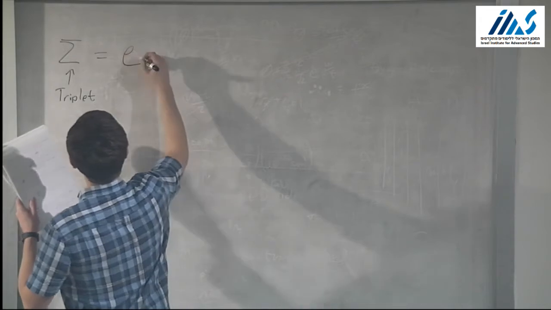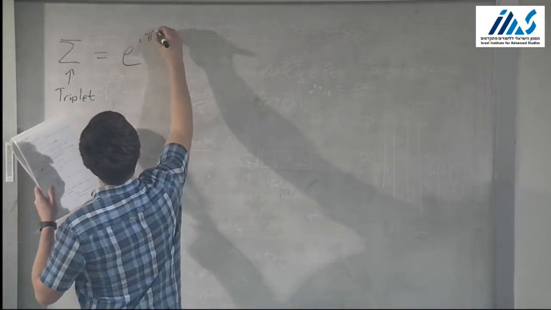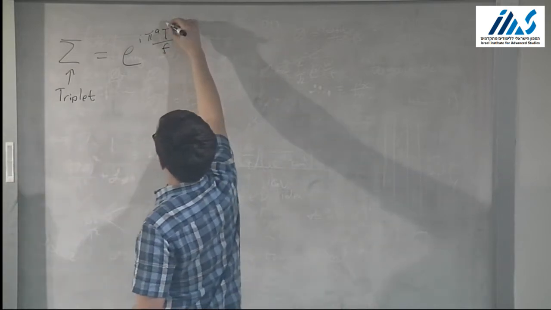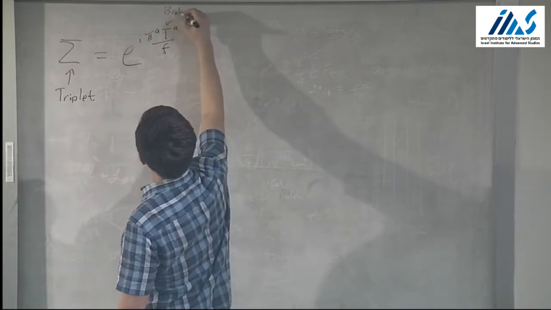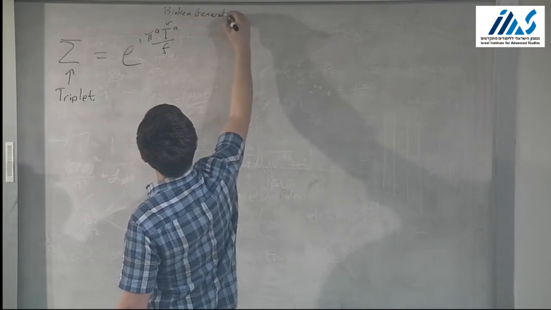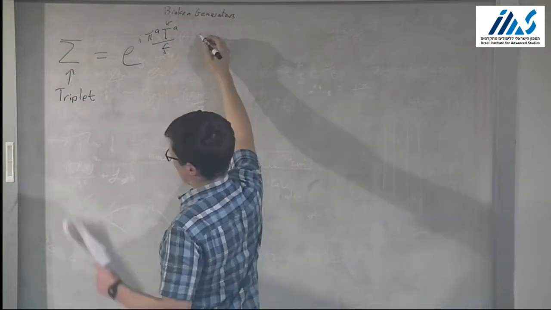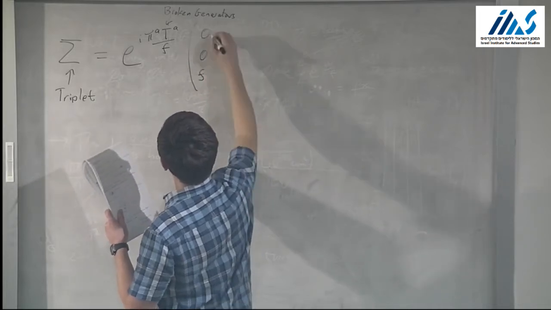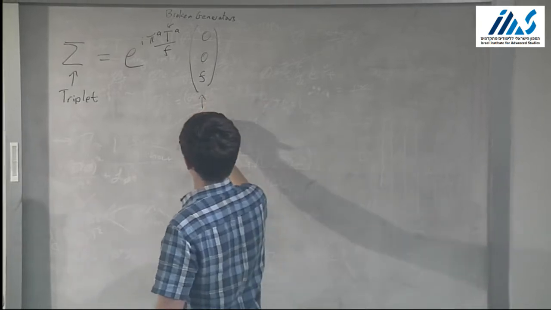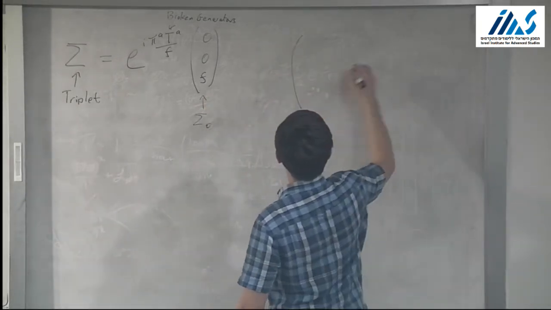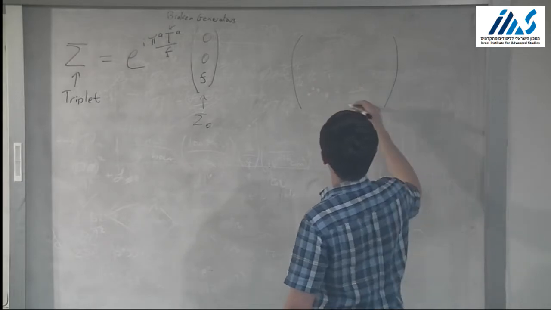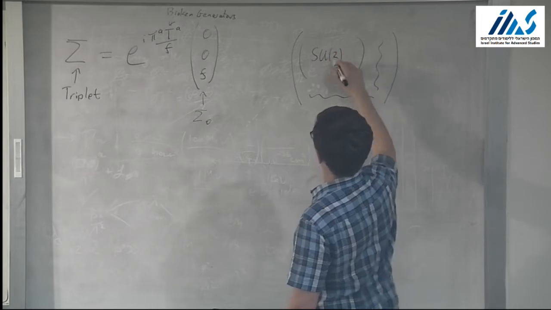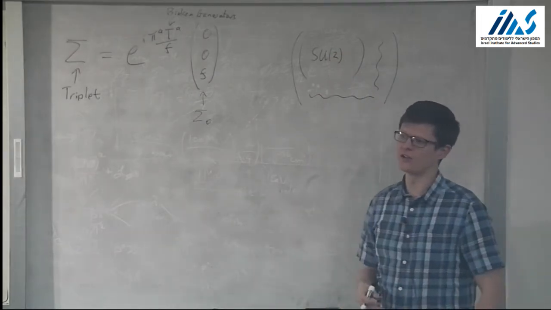So sigma is now e to the pi a Ta over f, where Ta are the 3 broken generators, all multiplying the vacuum, which in this case would be 0, 0, f. And we tend to call this something like sigma 0. By the broken generators in the SU3 matrices, we're assuming that these are the generators that we're breaking, and this is the SU2 subgroup, which remains unbroken and that we actually are gauging.